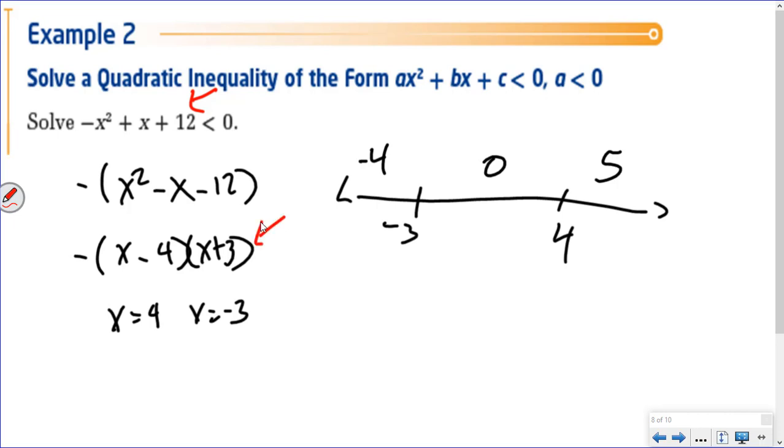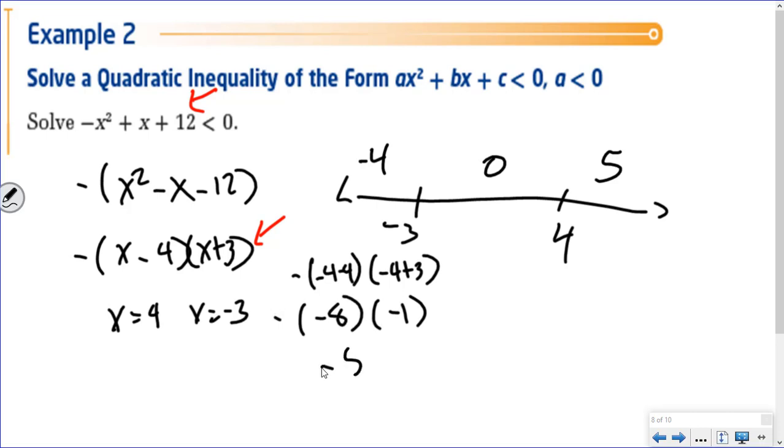But if you plug it into your factored form, don't forget that this negative was out front here. So when you go to plug it in, you're going to take the negative. If I take this -4 and plug it into my factored form, I get the negative of -4 minus 4 and -4 plus 3. So we get the negative of -8 times -1, which is -8.